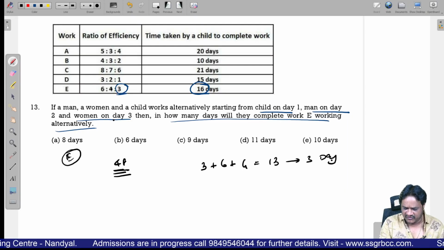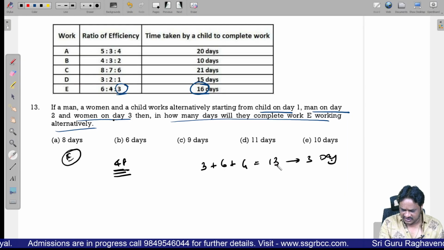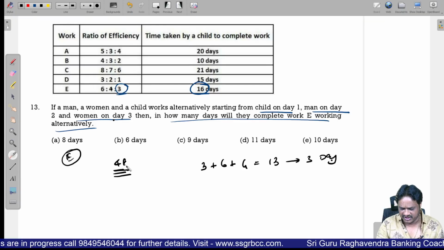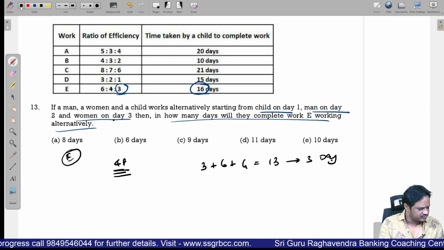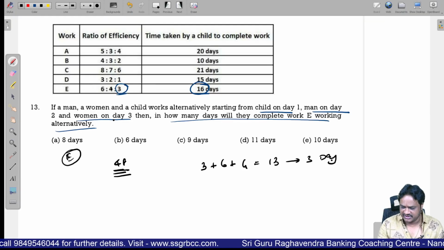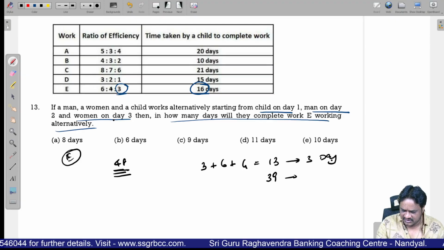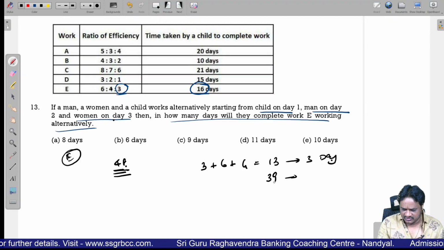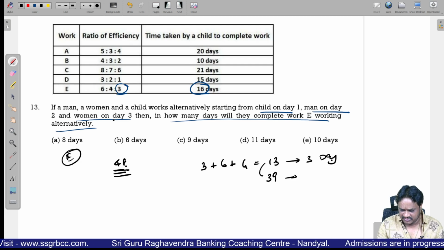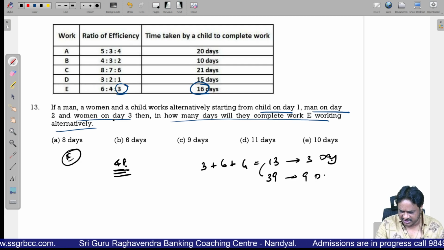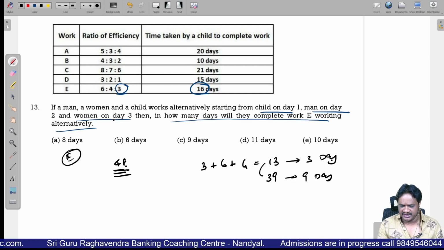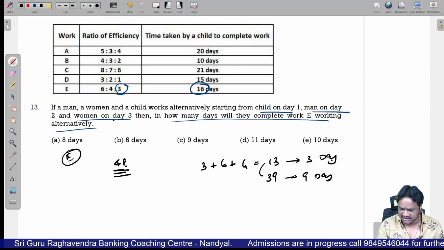We are having 48 units. You see the nearest multiple of 13 which completely divides, nearest number to 48. We can take 42. We can take 39, sorry, 39. Nearest multiple to 48 which is completely divisible by 13 is 39. 13 into 3 becomes 39, so 3 into 3, 9 days. In 9 days, 39 units is completed.